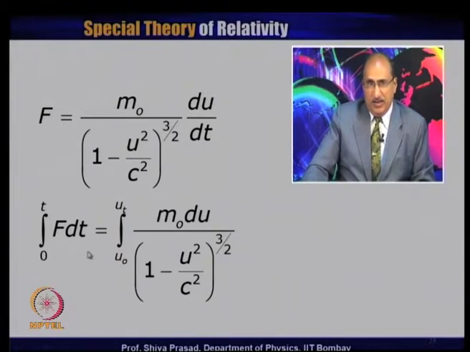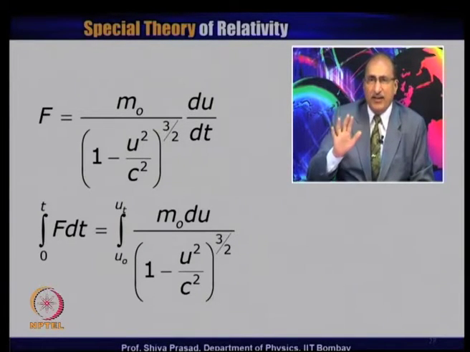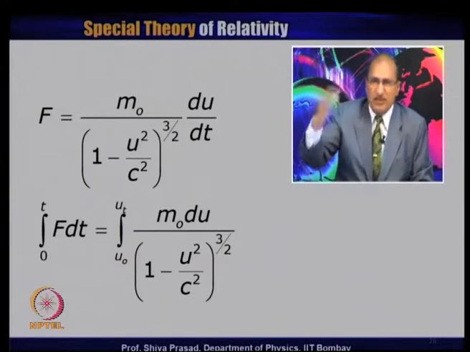Therefore, I am just integrating it, integral from 0 to t, because u naught is the initial velocity and u_t is the final velocity after time t, of m naught du times 1 upon (1 minus u square by c square) to the power 3 by 2. This expression is just written here. Now, in order to integrate, let me not use this definite integral, let me use the indefinite integral, which is comparatively easier, and then I will put the limits later.